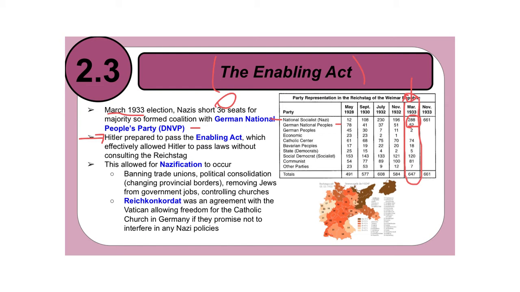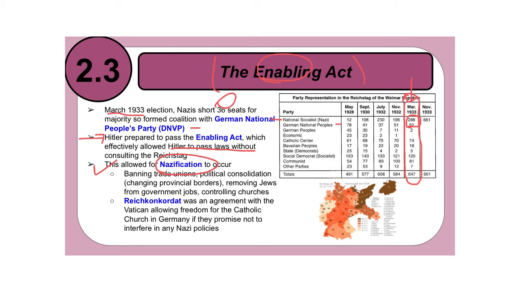What the Enabling Act did was effectively allow Hitler to pass laws without consulting the Reichstag, without even going to Parliament. So the Enabling Act basically enables Adolf Hitler to pass any laws that he feels are necessary without even going to the Reichstag and asking for permission. As a result, this allows for Nazification to occur around the entire country.